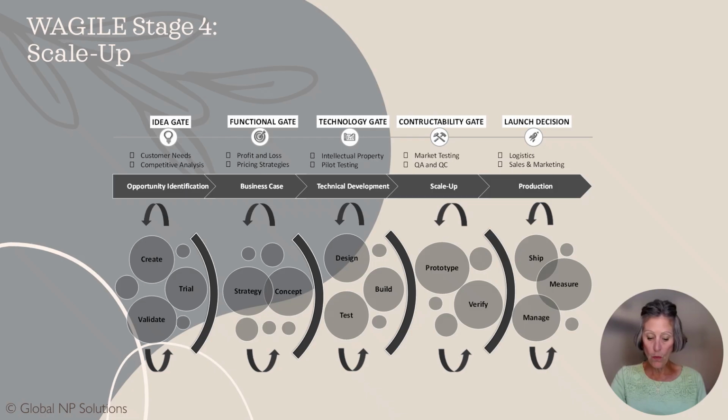While the core WAGILE team, which is the cross-functional new product development team, team leader, project leader, and customer representative, stay together throughout the project, many sub-teams join the project at this point. Engineering, commissioning, and startup teams take over from R&D functions, while outbound marketing and sales play a larger role than inbound marketing.